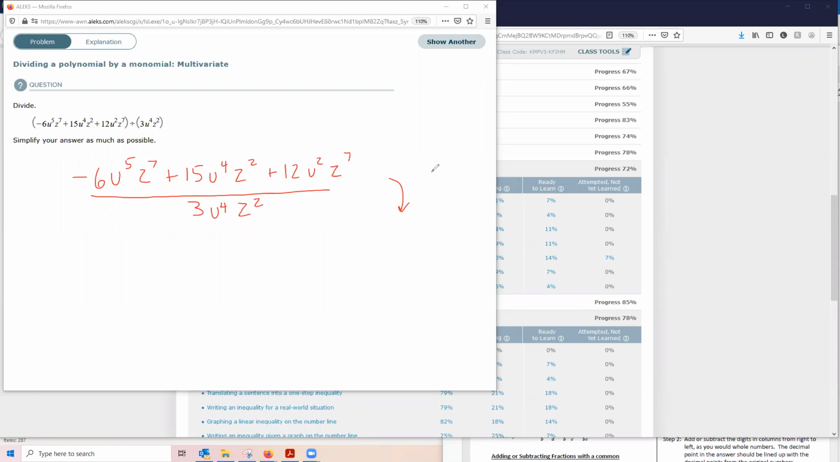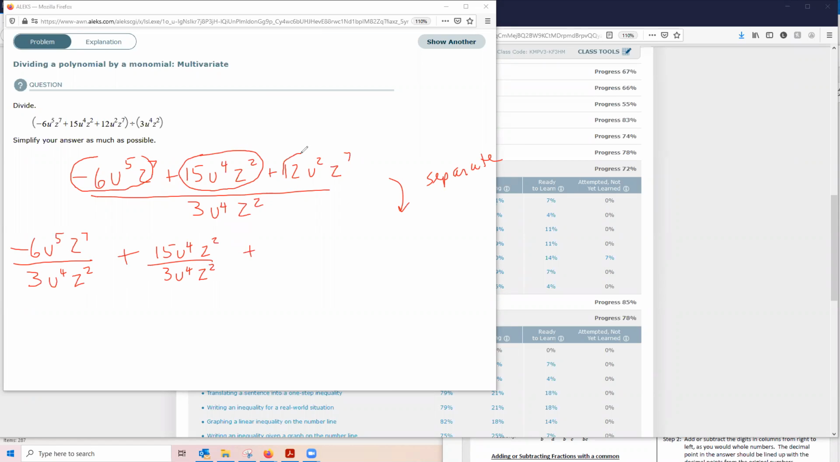Now I'm going to separate this into 3 fractions. I'm going to take this top part, negative 6u to the 5 z to the 7, and put it over the denominator. Then I'm going to take this next term on the top, put that over the same denominator. And finally, I'll take this third part and put that over the denominator as well.